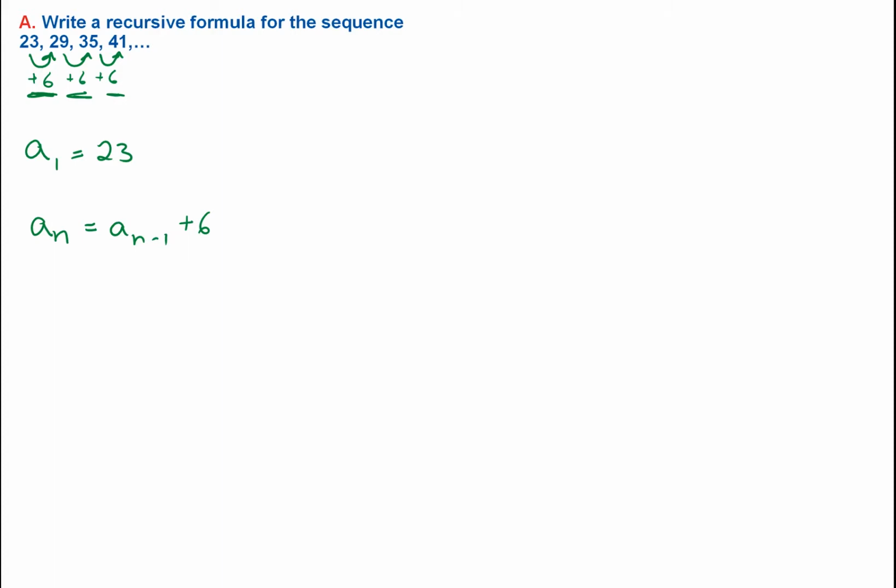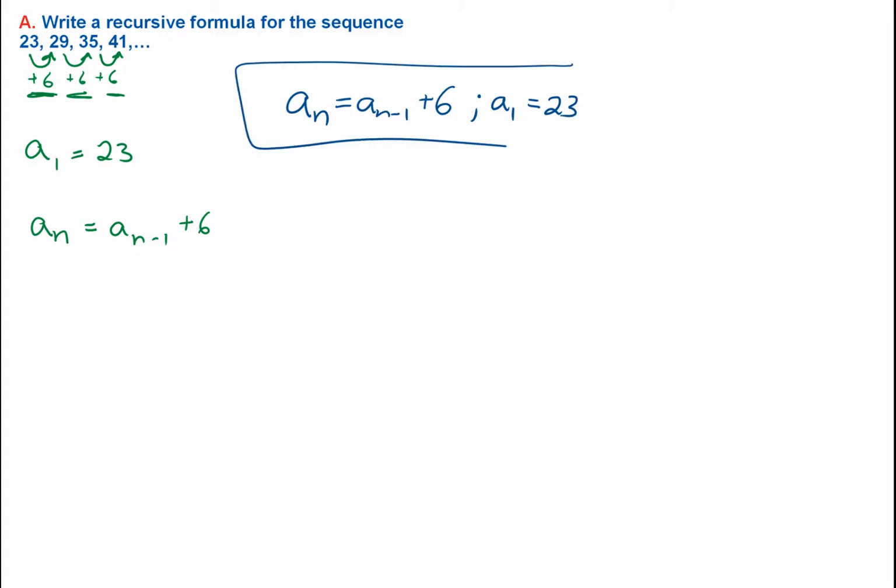However, I need to know the starting point. So when I write this recursive formula, you must include your a sub 1 because you need to know where to start. So I say my rule is a sub n is equal to a sub n minus 1 plus 6, such that, or including that, a sub 1 is equal to 23. Because then anyone reading that formula will know, okay, I just have to start at 23 and then add 6 to it to continually get my next terms.